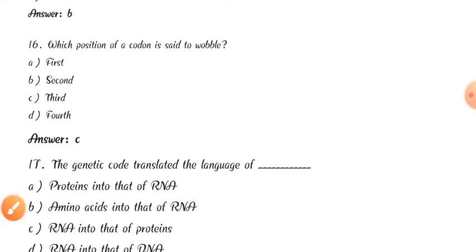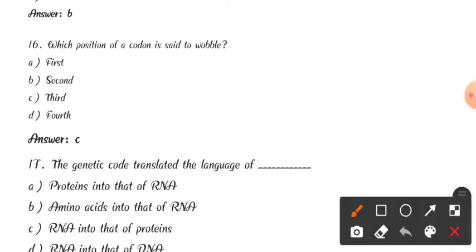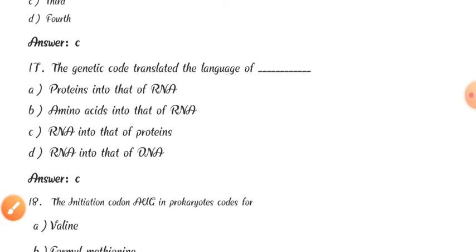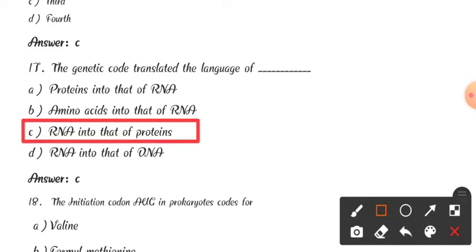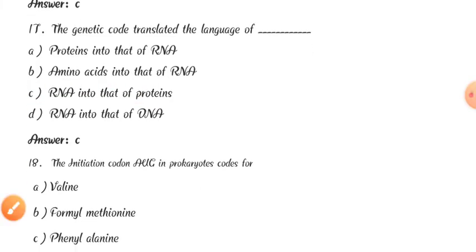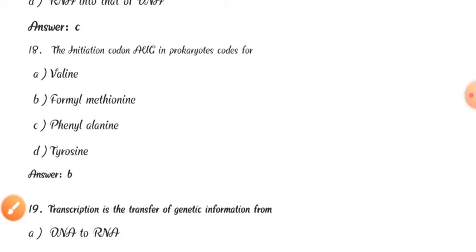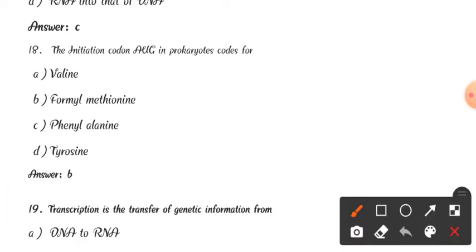Now question number 16. Which position of a codon is said to be wobble? Okay, so option C friends, the third position of the codon is said to be wobble, should be the correct answer. Now next question number 17. The genetic code translates the language of option C, that is RNA, into that of protein, is the correct answer. Now next question number 18. The initiation codon AUG in prokaryotes codes for option B, formyl methionine, should be the correct answer.